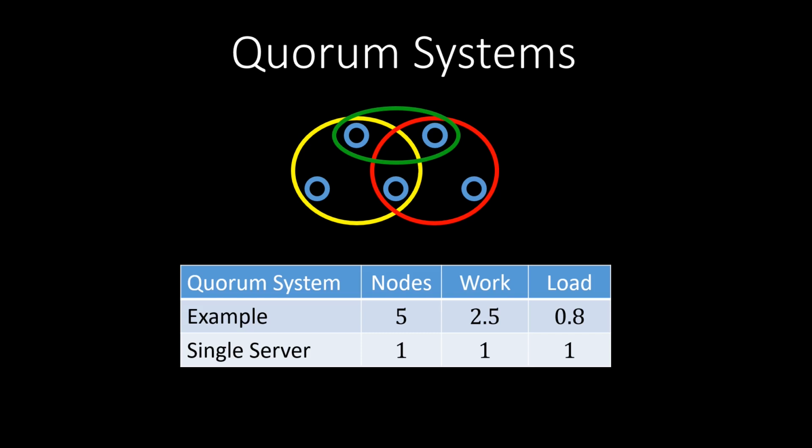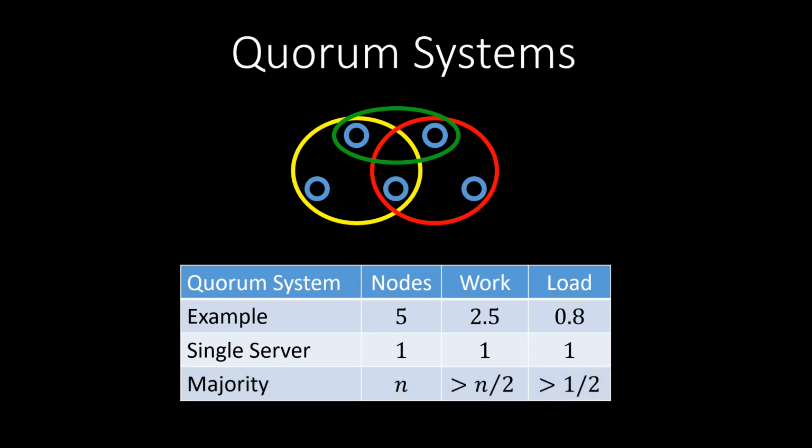A very common quorum system is the majority system with n nodes. Every quorum is a little bit bigger than half the nodes, so the work is roughly n divided by 2. Every node is in about half the quorums, so the load is roughly 1/2.